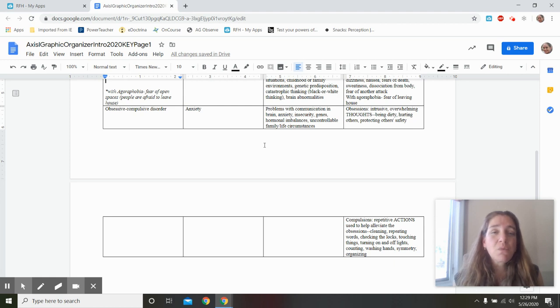Okay, so that's going to be one of our goals moving forward into the end of the year together. But hopefully we're on the right path with this graphic organizer, and then we'll talk about the rest very shortly.